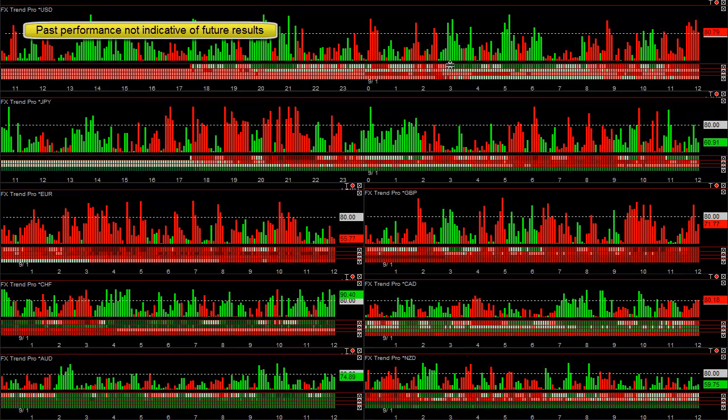You can see that the daily trend shifted up, but the weekly and monthly was down. So if you do find a trend like that, it's not as likely to trend the entire day because the longer term trend is slightly down.